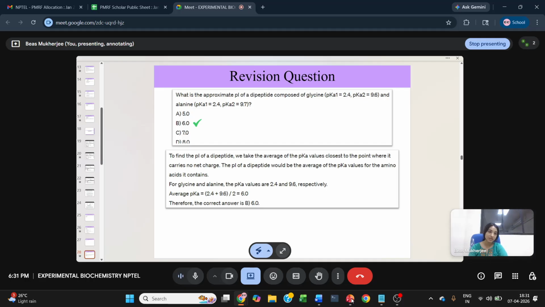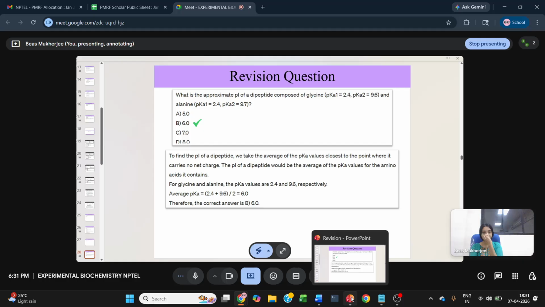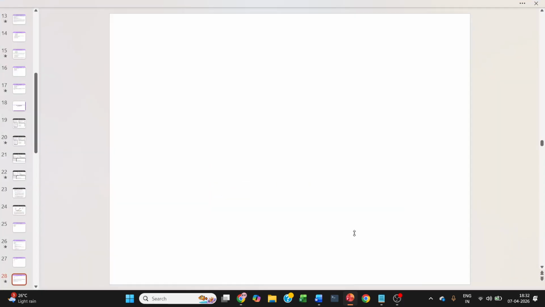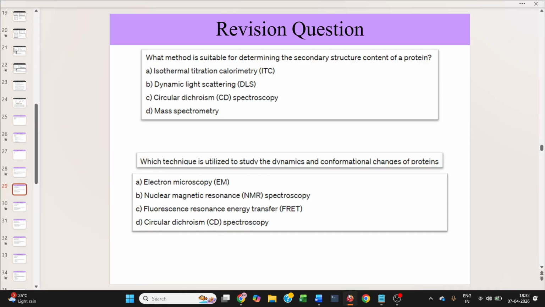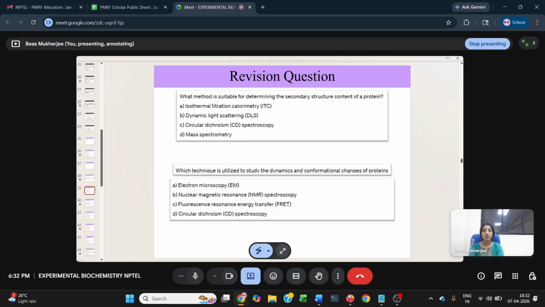So all of the values are given to you and you would be able to find out the right answers from here. It is very simple. Now we go to the next questions. What method is suitable for determining the secondary structure content of a protein? This you know. There is ITC, there is DLS, there is CD spectroscopy, and mass spectrometry. The next question is, which technique is utilized to study the dynamic and conformational changes in a protein?